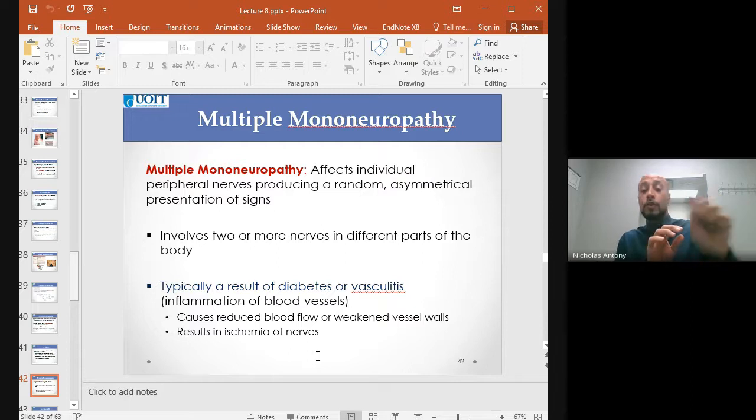We know that the neurons, or the nerves, use the most energy. So it's going to be the nerves that are affected first. And so we get a multiple mononeuropathy.